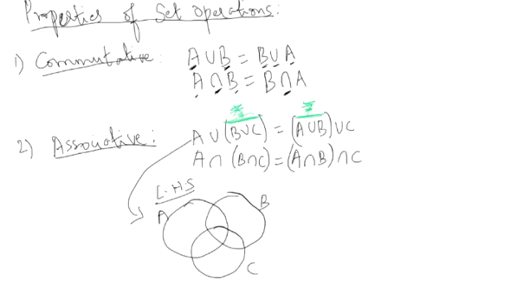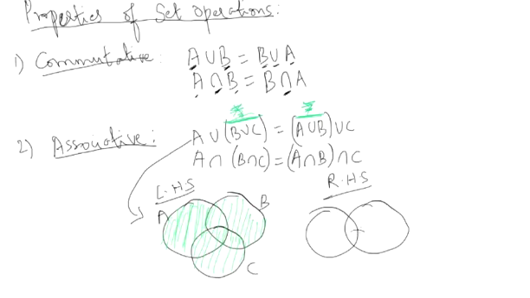You're taking the LHS. So what is B union C? B union C is going to be all this. Right, B union C is all this. Fine. And then A union B union C is obviously everything. It's going to be everything. Now take the right hand side. What do you have on the right hand side? Okay, this is the right hand side.